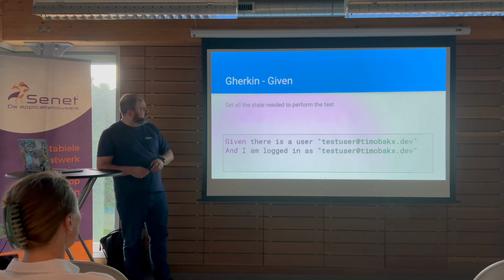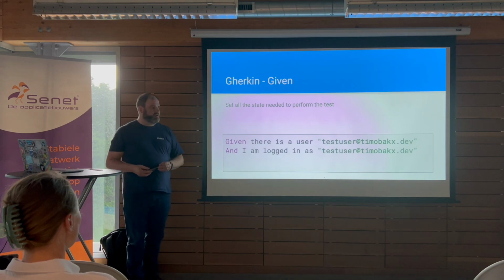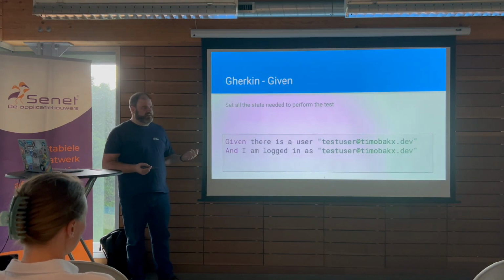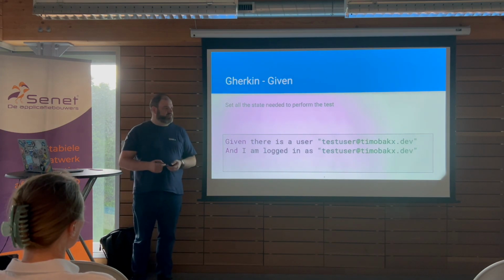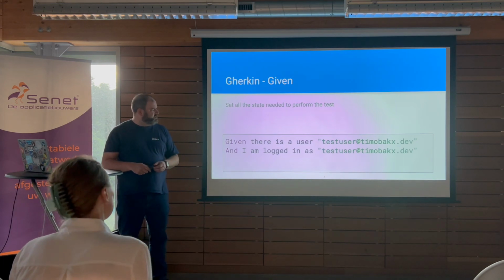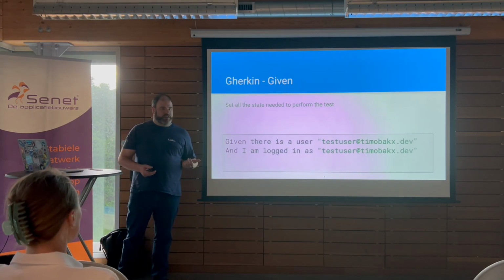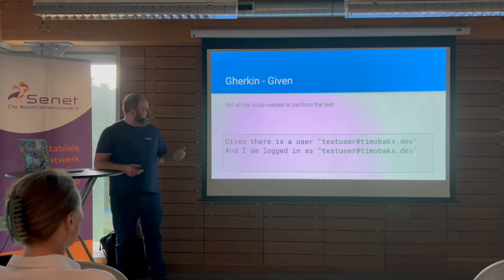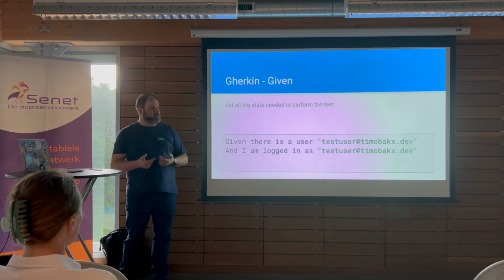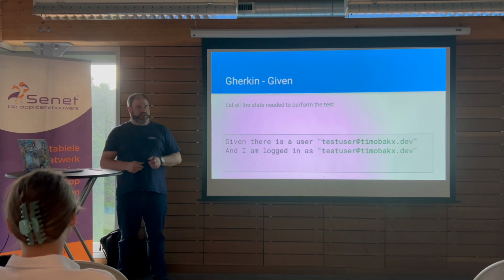You start with the given, and Behat also uses and. And is whatever keyword was in front of it. So in this case, you make sure that there's a user. This will add a user to the database, and I'm logged in as that user, which generates a JWT token that will be added to the headers.